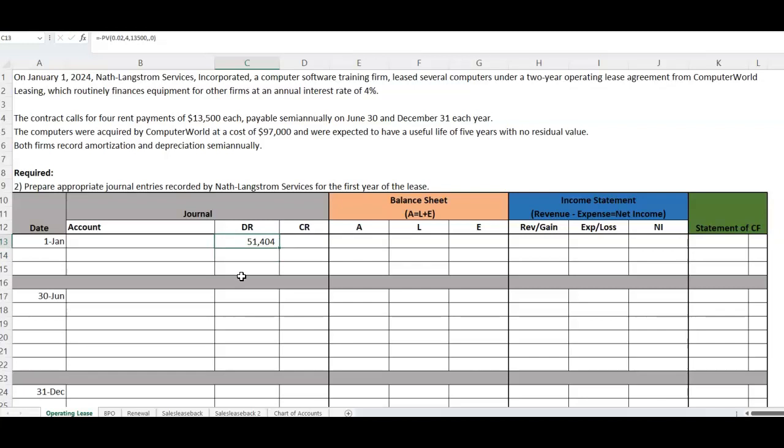Is that a substantial portion of the 97,000? Again, a ballpark figure would be about 90%. And in this case, that is nowhere near 90%. So this lease does not meet any of the criteria for a financing lease. So as such, we have to treat this as an operating lease.